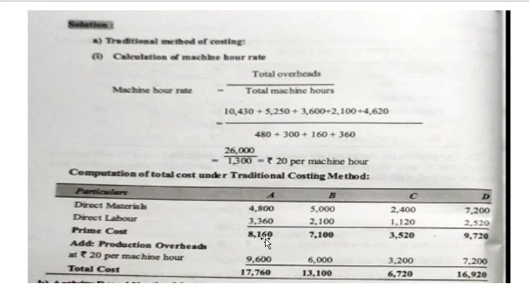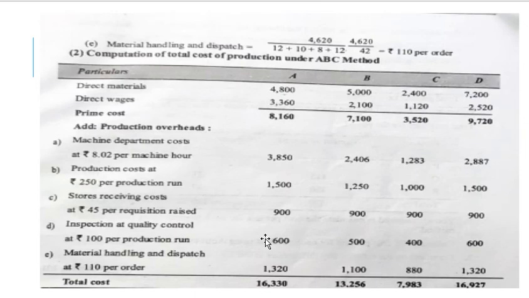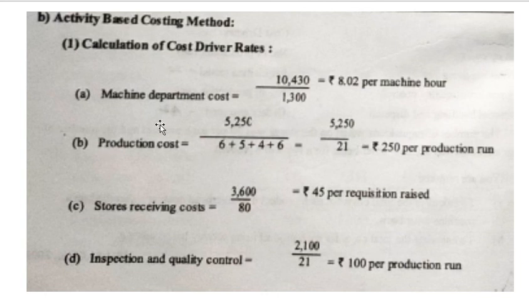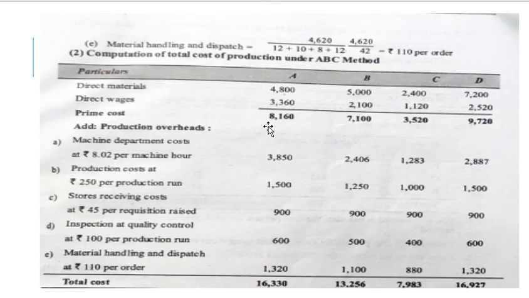When you add up your production overhead, as it is based on activities and cost drivers, it will be different. So till your prime cost, we will account the same, which will be 8,160, 7,100, 3,520, 9,720. Now we will add up our production overheads. So as you have already calculated your cost drivers, machine department cost is rupees 8.02 per machine hour.